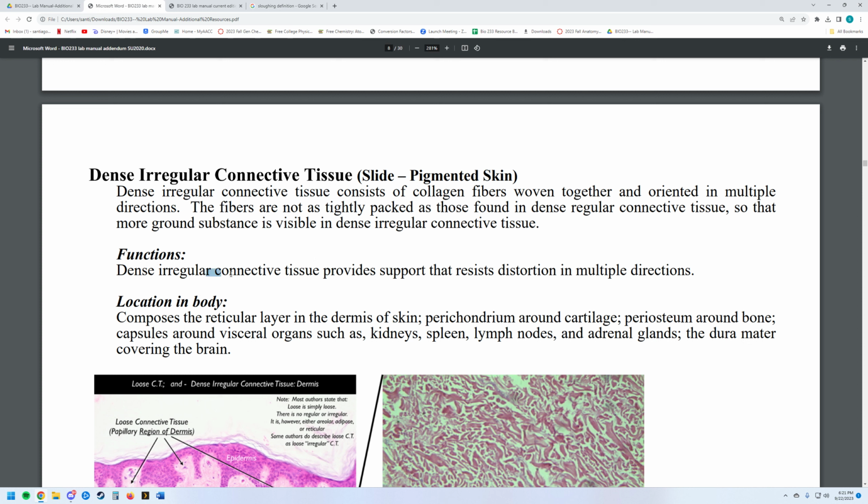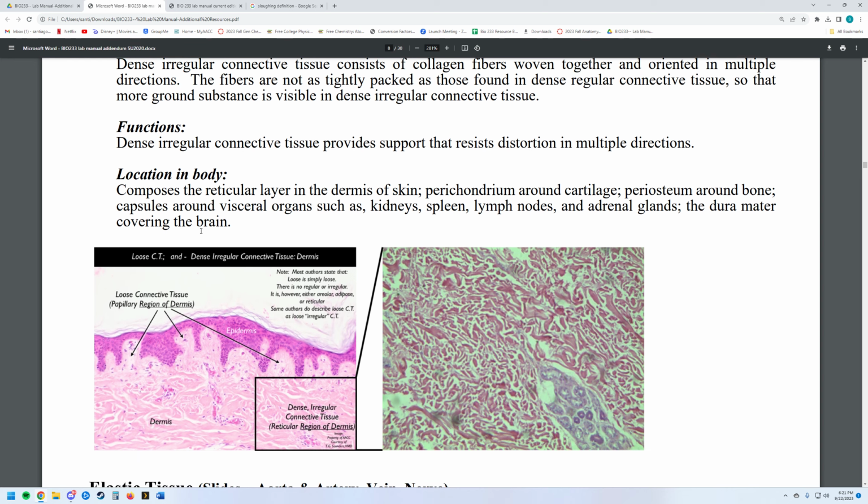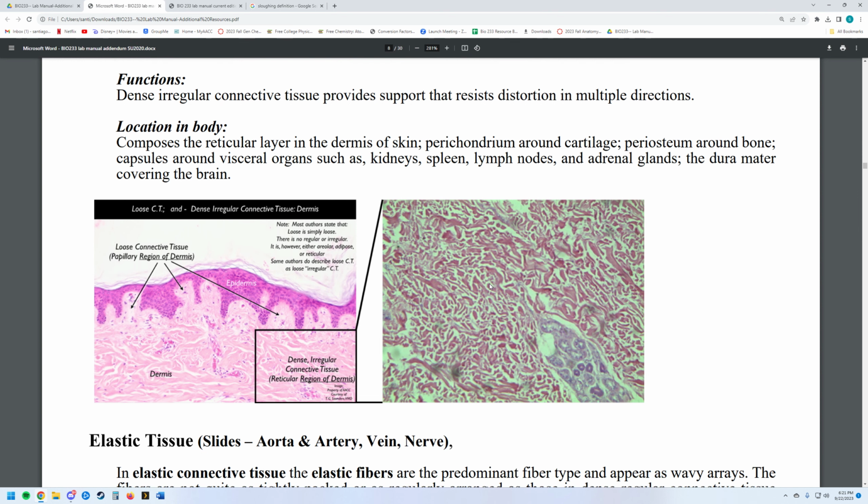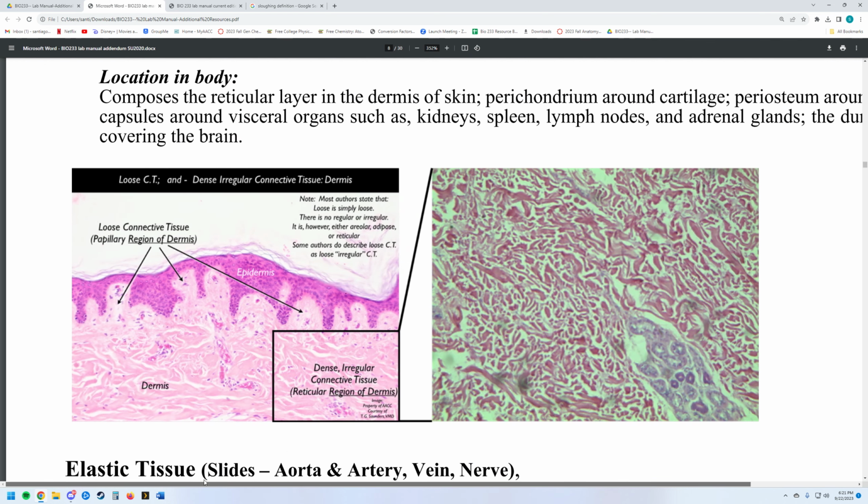Dense, irregular connective tissue provides support and resists distortion in multiple directions. Probably because they're not all going the same direction, right? Easy to understand. Composes the reticular layer in the dermis of skin. Perichondrium around the cartilage. Periosteum around the bone. Capsules around visceral organs such as kidneys, spleen, lymph nodes, adrenal glands, the dura mater, I don't even know what that is, covering the brain. I think all bones have like a coating, a covering around them.